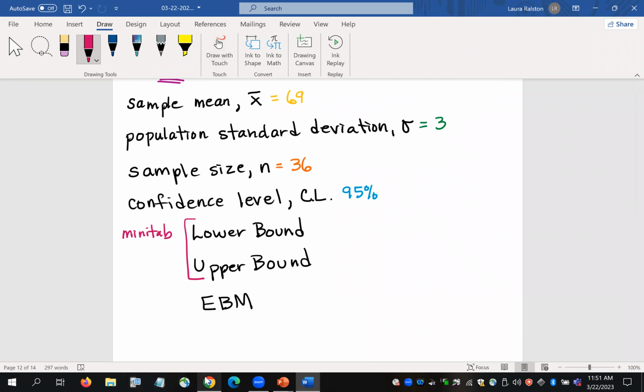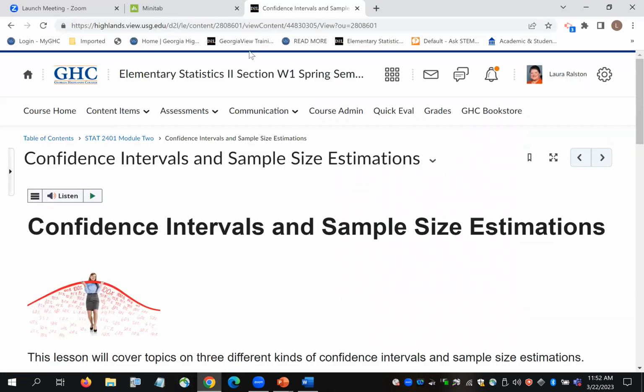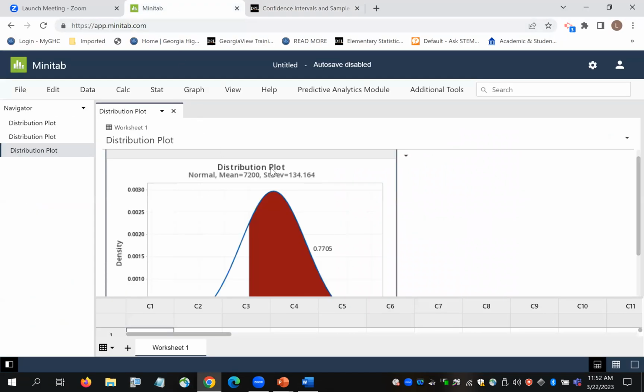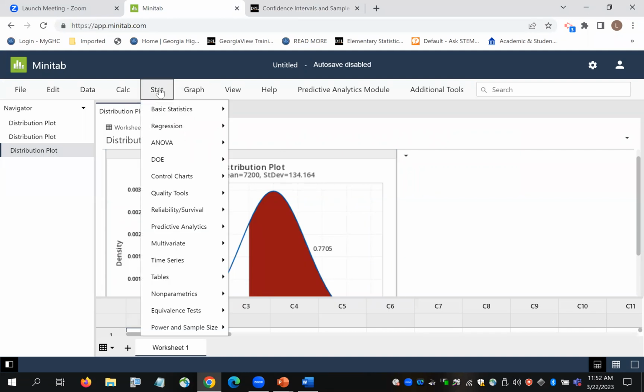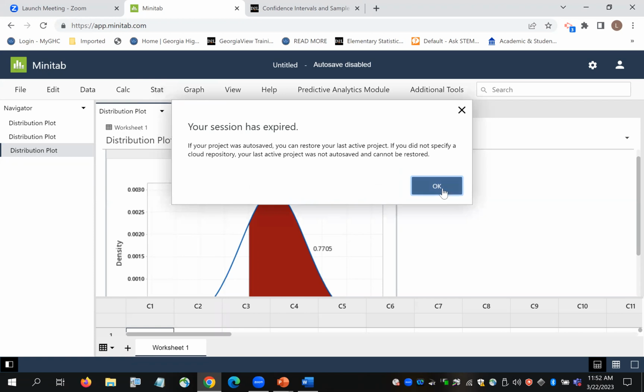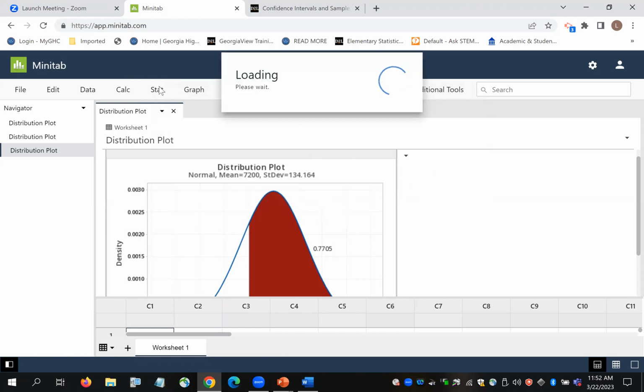Okay, so I'm going to go over here to Minitab and do this calculation. Here we go. Stat. Oh, come on. Sorry, it went to sleep. I got to wake it up.